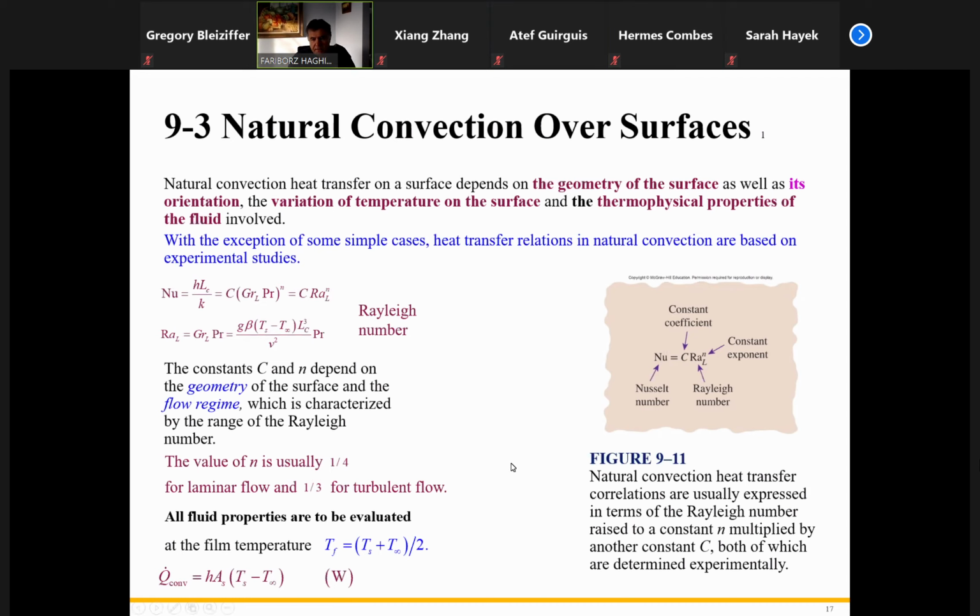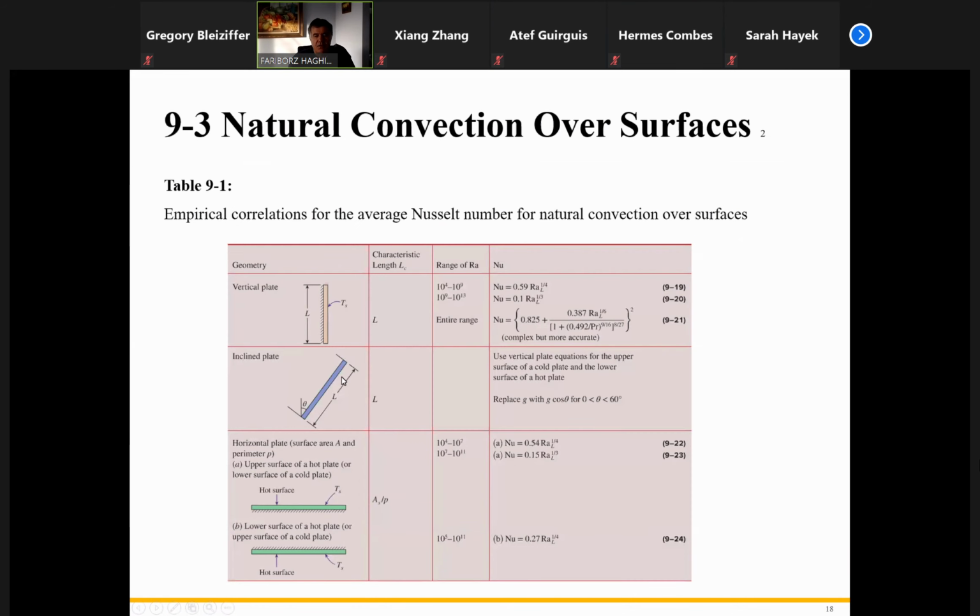And on the next slide, if you look here, now you have Table 9.1, and here it gives you the geometry that you have. Again, we define the characteristic length. Remember, when you're using those equations, the characteristic length is very, very important. And then the range of the Rayleigh number, Ra, laminar or turbulent, and so on.